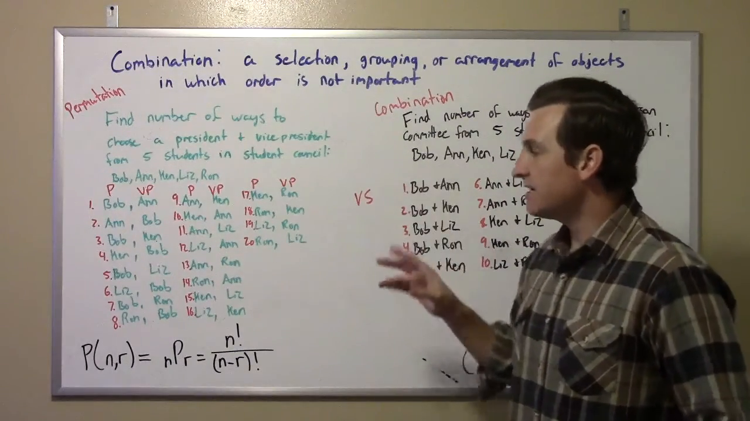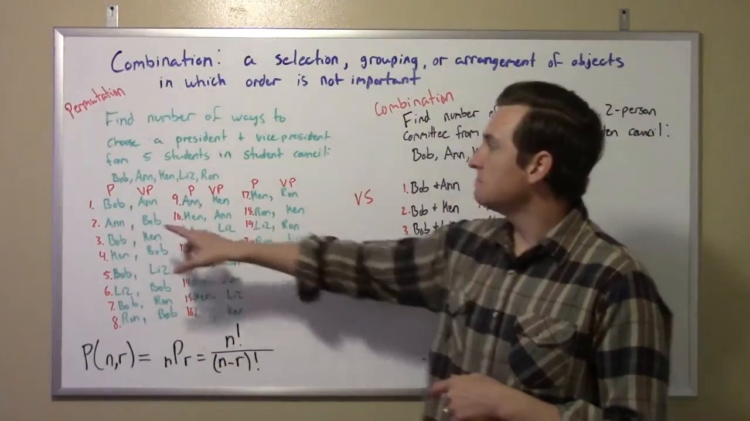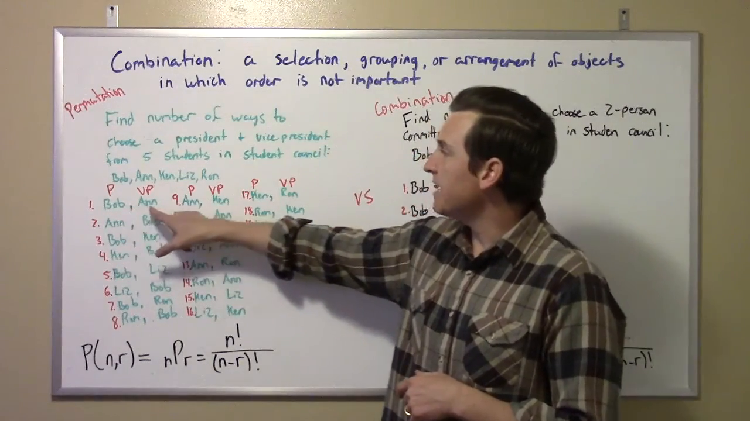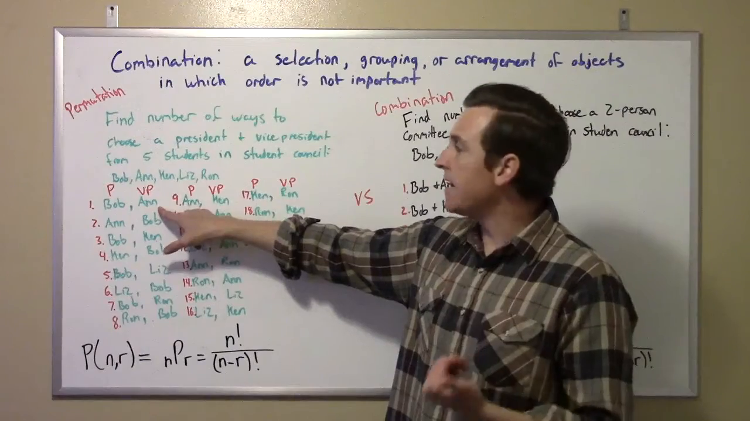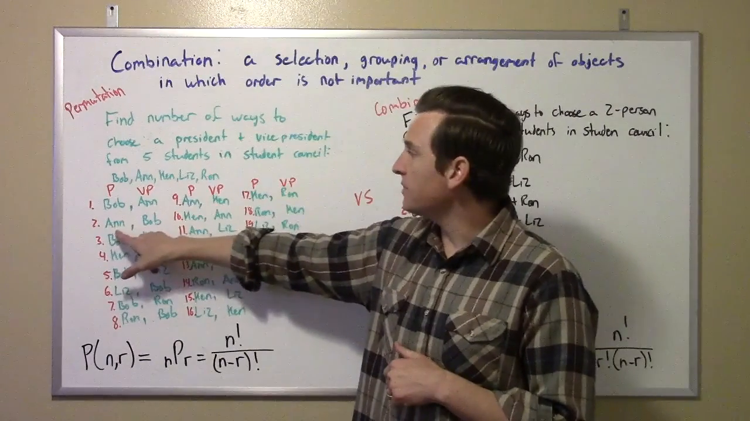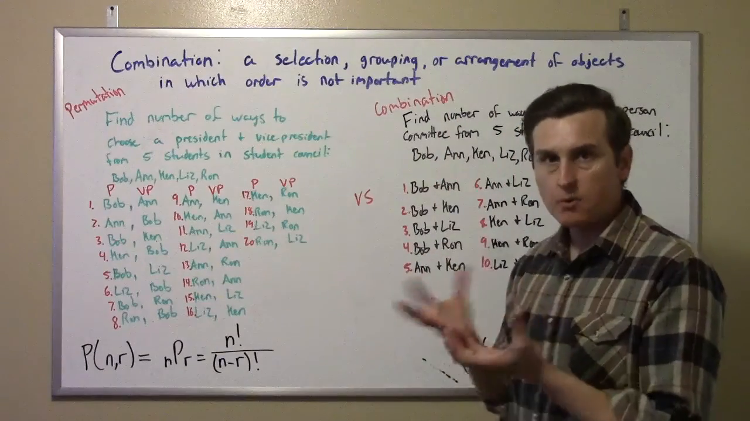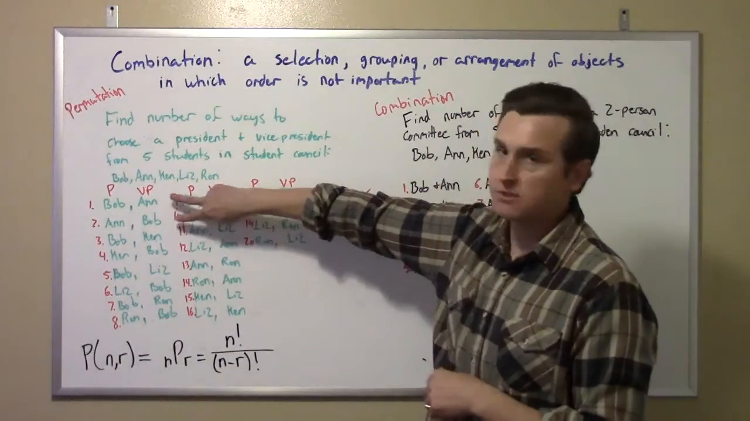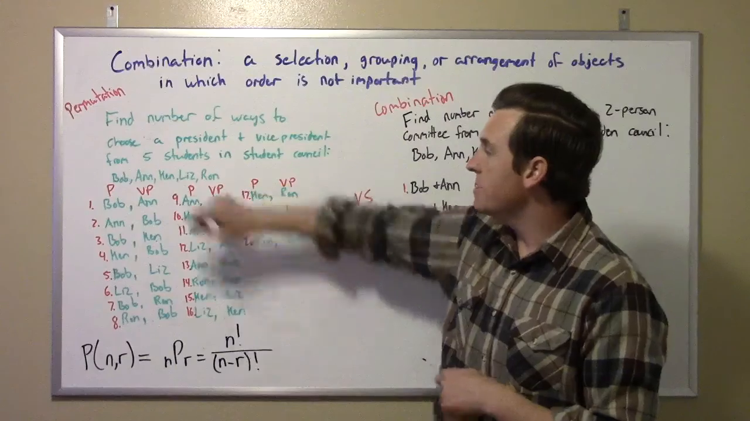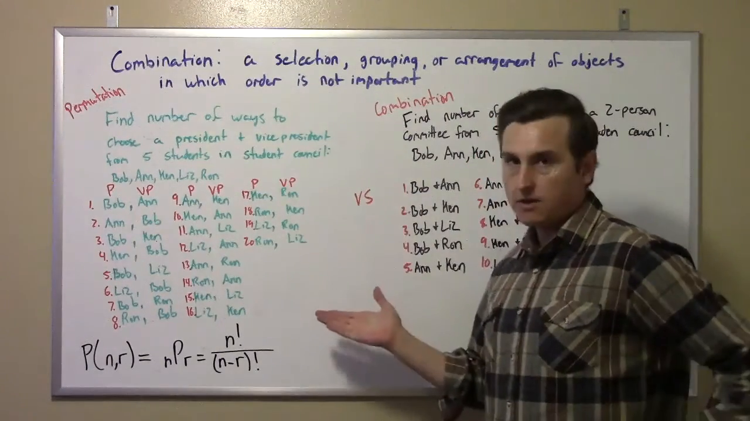So the idea here is that order is important because choosing Bob for president and Ann for vice president is not the same thing as choosing Ann for president and Bob for vice president, right? So the ordering is important here. These are 2 different outcomes, or 2 separate outcomes, okay? So what I have listed is all 20 outcomes.